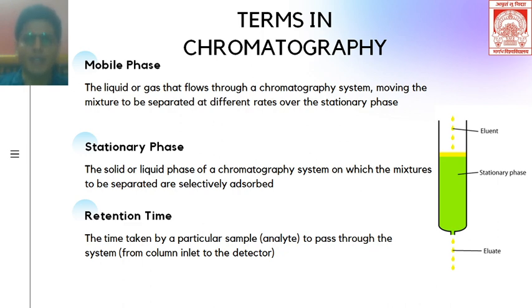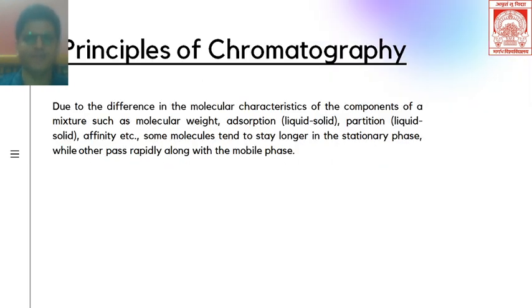In today's modern chromatography methods, there is a detector that is always associated with the machine that helps us to detect the different components present in a sample. So the time taken by a particular sample or analyte to pass through the system, that is from column inlet to the detector, is referred to as retention time, and it varies for different components in a mixture.